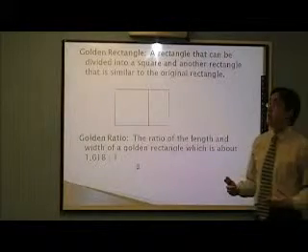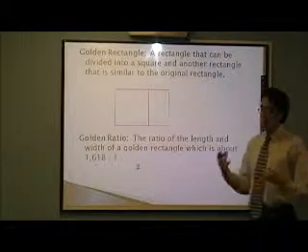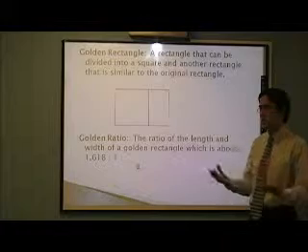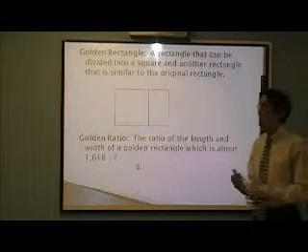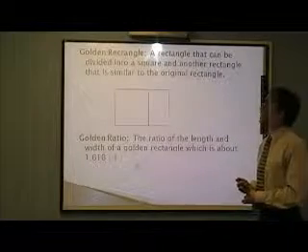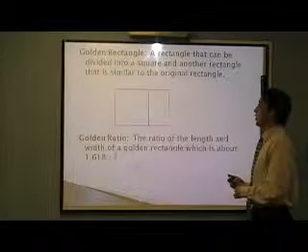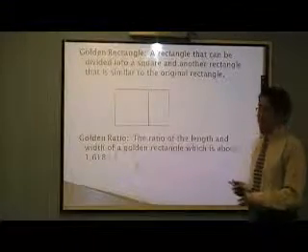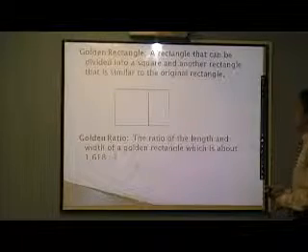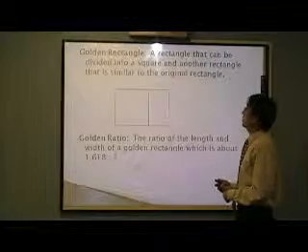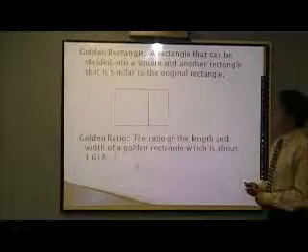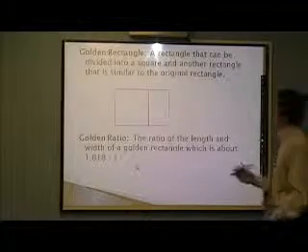There's a lot of natural things that use golden ratios. Nautilus shells, sunflower patterns, pineapple patterns, all use golden ratios. And the first application we're going to use the golden ratio is this thing called the golden rectangle. It's a good way to define it. So a golden rectangle is a rectangle that can be divided into a square and another rectangle that is similar to the original rectangle.